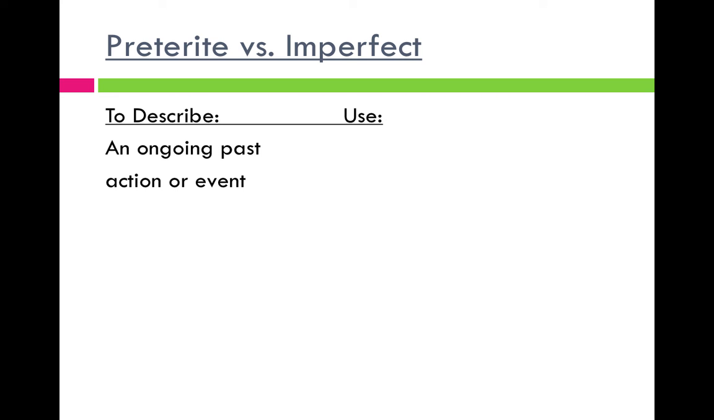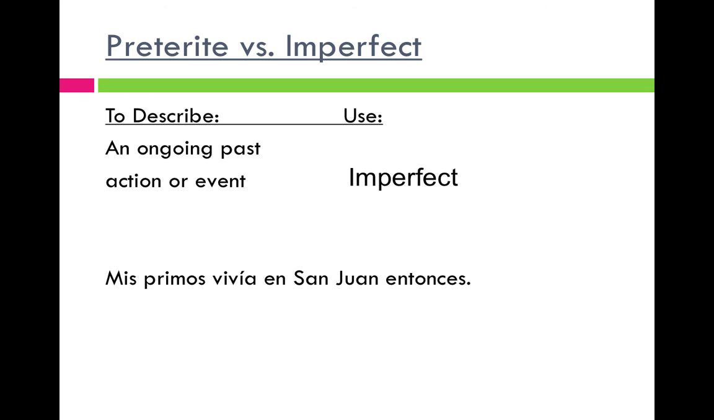Now, when you are describing an ongoing past action or event, which one do you want to use? The imperfect or the preterite? If you chose the imperfect, you are correct. Mis primos vivían en San Juan entonces. My cousins lived in San Juan then.